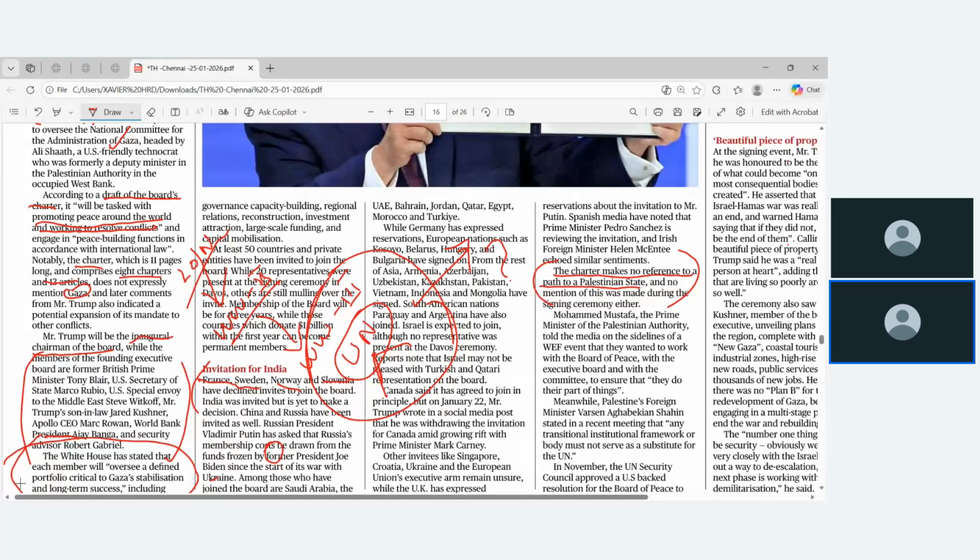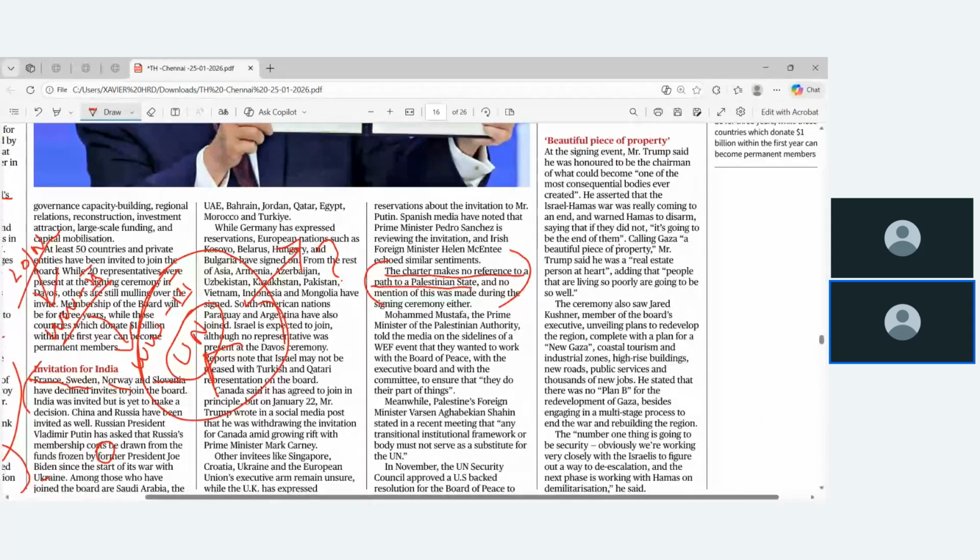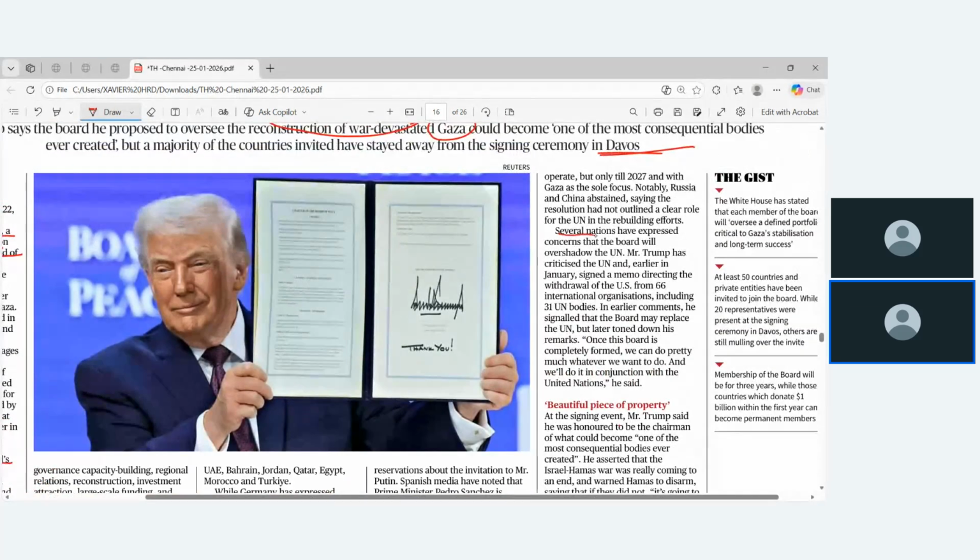From the other countries' point of view, you come to this paragraph. Several nations have expressed concern that the board will overshadow the UN. This is what I said in the beginning: already the UN is there. And Mr. Trump has criticized the UN, and signed a memo directing the withdrawal of the US from around 66 international organizations, including 31 UN bodies. This is seriously something that has to come into discussion by other nations. You withdrew yourself from the most valuable UN or world organizations, but you create your own and you are inviting everyone to join. This is another serious issue to discuss.